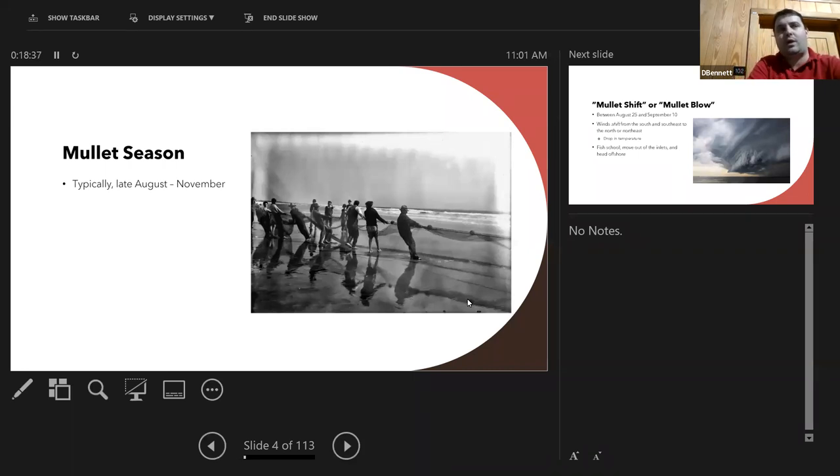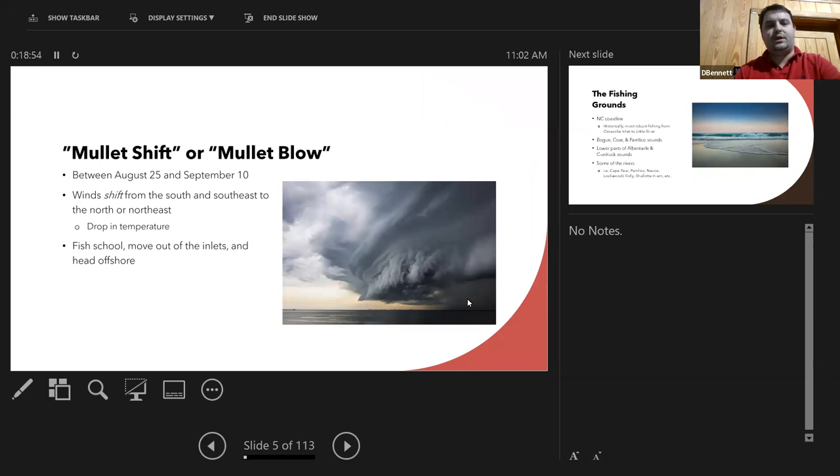Traditionally, the mullet season tends to be from late August through November. Some years it can go into December, and at other times, people have fished for mullet earlier in the year, like July. A lot of people have heard of the mullet shift or the mullet blow. This tends to happen in late August, early September, when there's a climactic shift. The wind tends to blow heavily from the south during the summer with a lot of warm air. Then in late August, early September, the wind will whip around and start blowing out of the north. That's usually accompanied by drier air and a drop in temperature, which signals to the fish that they need to start their spawning season. That's when they start schooling and move offshore to do that.